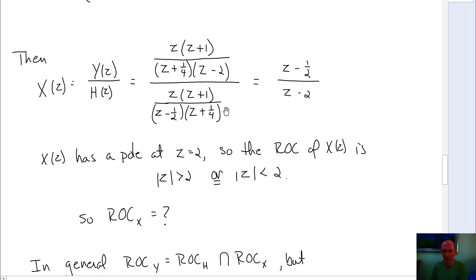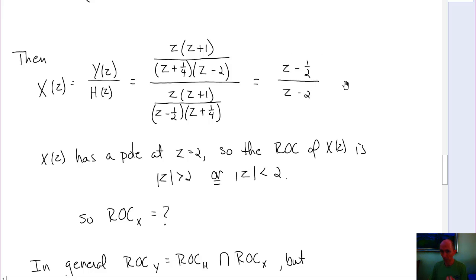We see that there are a lot of terms that cancel, right? The z term cancels out, z plus 1 term cancels out, z plus 1/4 cancels out, and all that's left is z minus 1/2 on top over z minus 2. And so this would be the solution for x of z.